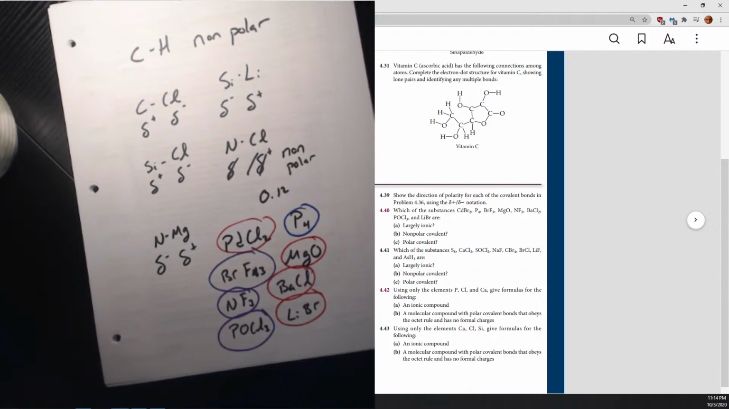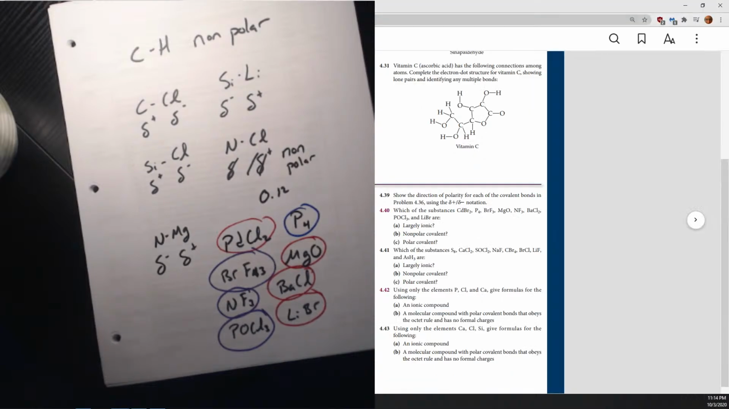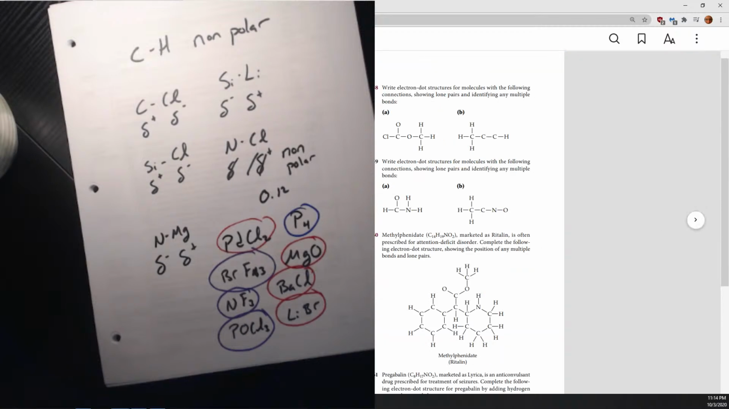All right. Okay, now that got us there. So 46, 48, 50, 52. We're just going to go straight through to 52, starting at 46. Name the following molecular compounds.